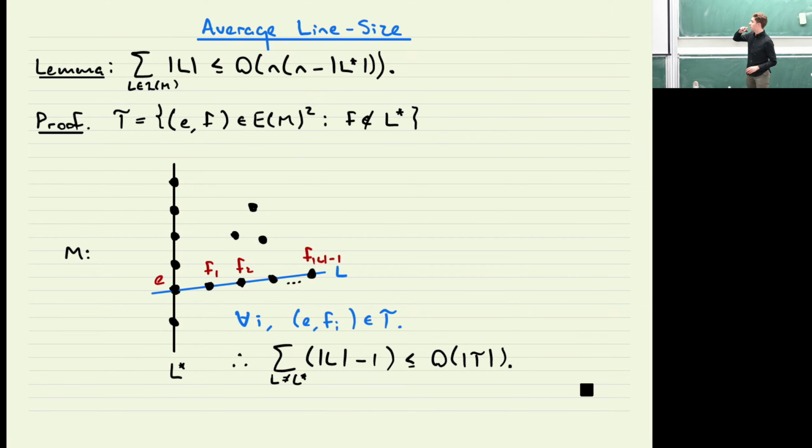Maybe I went through that part a bit quickly, but hopefully this is kind of making sense.